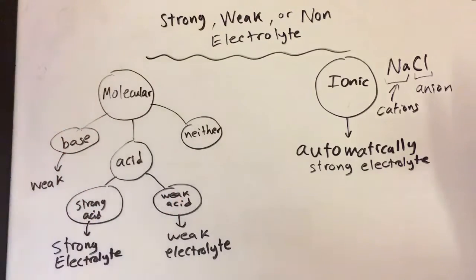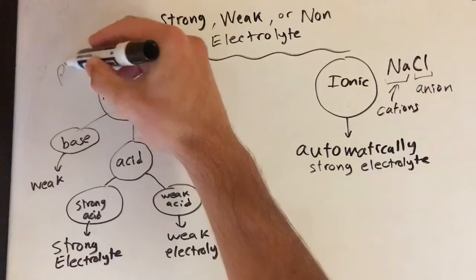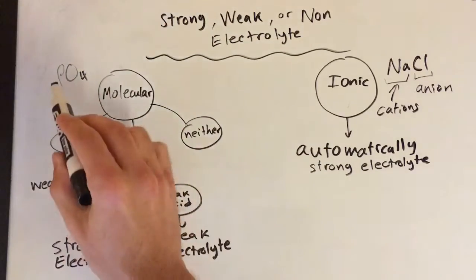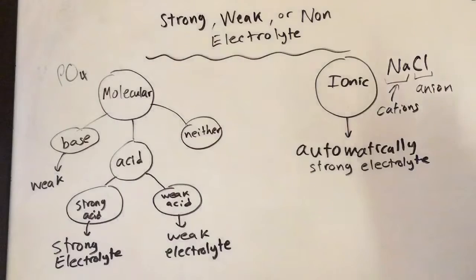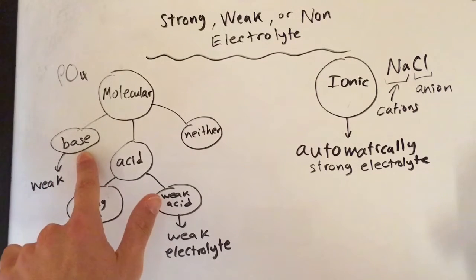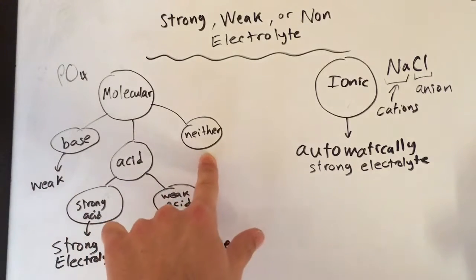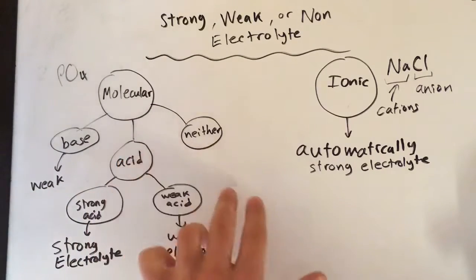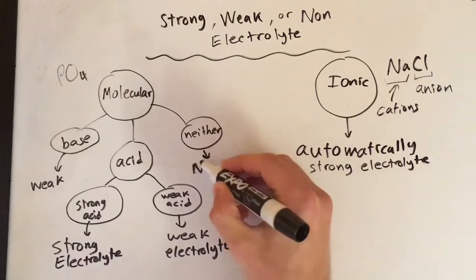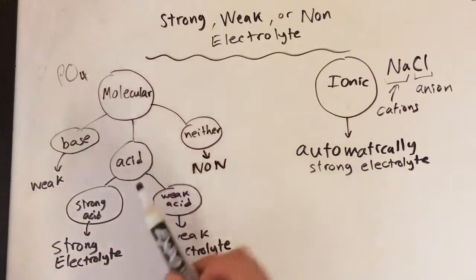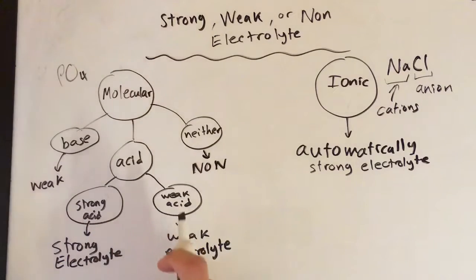Then, when you move on to molecular compounds, those that are nonmetals with nonmetals, for example, PO4, phosphate, that's a nonmetal and that's a nonmetal, therefore it's a molecular compound. So if it's a base, that means it's automatically weak. If it's neither, it's not an acid or a base, then it would be a non-electrolyte. Then if it's an acid, you have to determine whether it's a strong acid or a weak acid. If it's a strong acid, it's a strong electrolyte, and if it's a weak acid, it's a weak electrolyte.